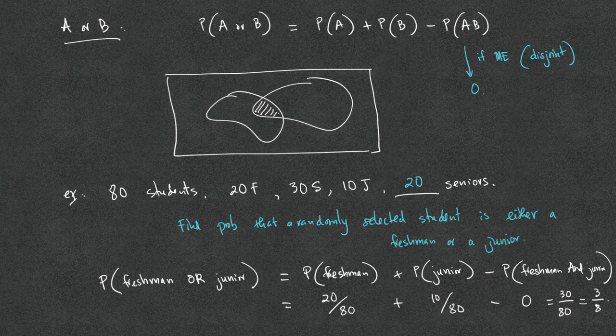3 out of 8 is a number between 0 and 1 for sure. So this is how we use the general addition rule. Every time we set up a probability problem and it is the OR that we're looking for, we might use this formula.